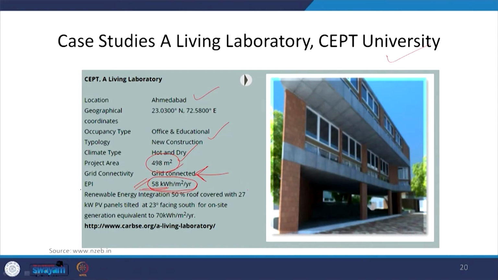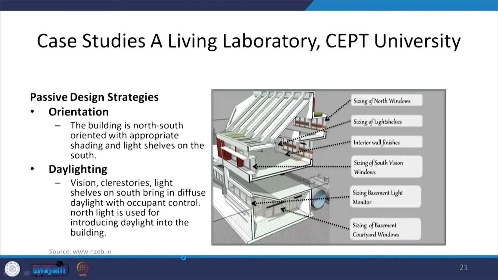And after reducing the EPI, the energy demand, they have generated the renewable energy with 50% of the roof which is covered with solar photovoltaics, and the generation is equivalent to 70 kilowatt hour per meter square per year, effectively compensating for all the energy demand in this building.